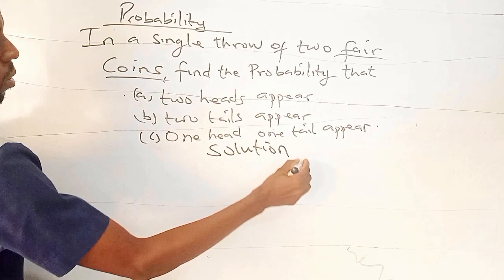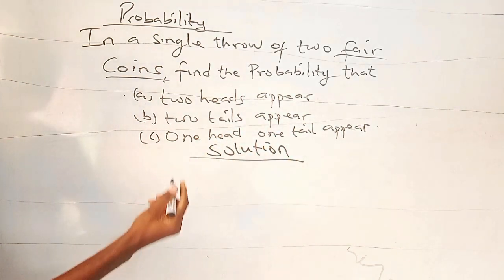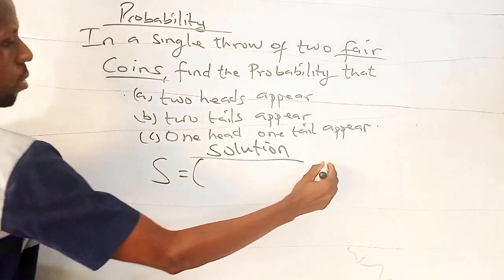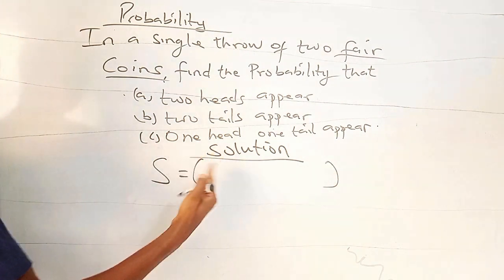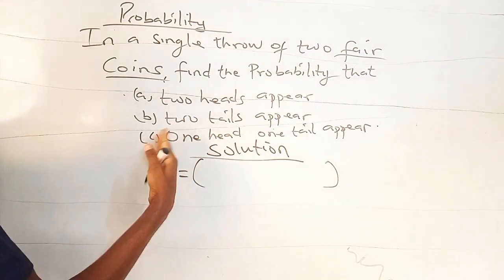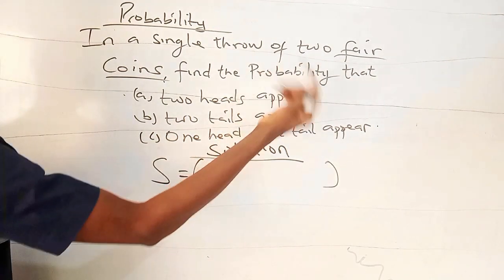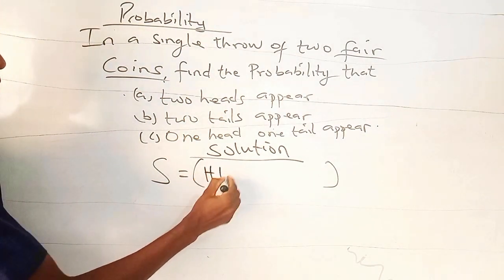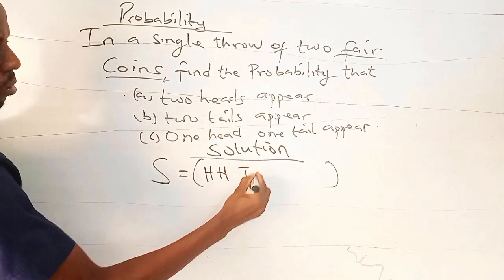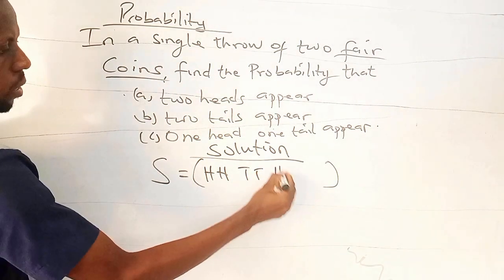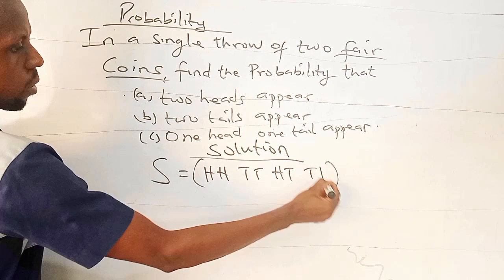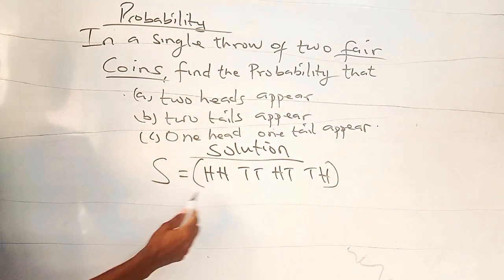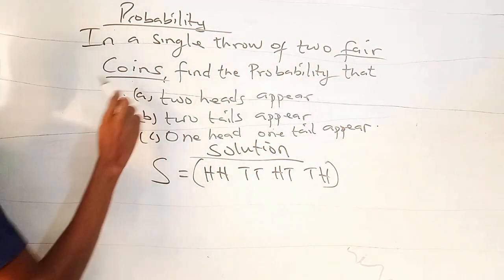Solution. So we have two fair coins, so when we throw it, let's just say S is our sample space, which means it will house the total number of possible outcomes we can have as a result of throwing the two coins. So when we throw the two coins, we can have two heads at the same time, we can have two tails at the same time, we can have a head and a tail, and we can have a tail and a head. These are the four possible outcomes we can have as a result of throwing two fair coins.